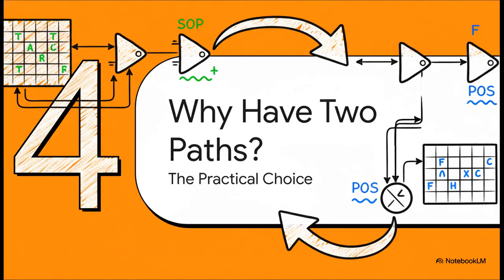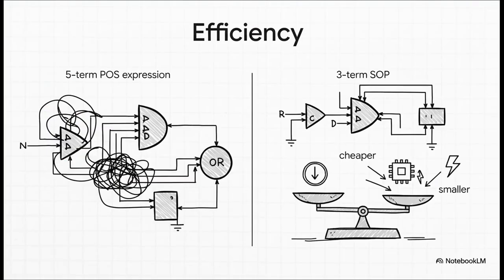So this leads to the most obvious question, right? If both methods describe the exact same function, why on earth do we need both? Why not just pick one and stick with it? Well, the answer is pure engineering efficiency. One form is very often much simpler than the other. And here's the pro tip. You can usually predict which one will be simpler just by glancing at the truth table.